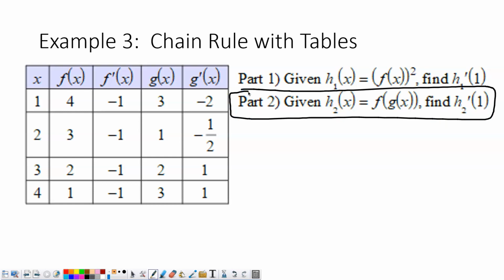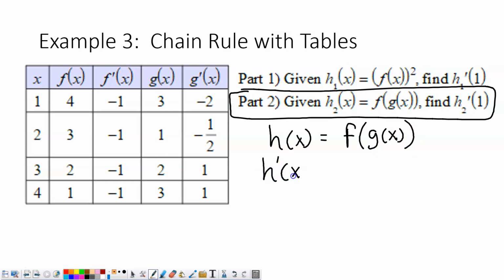So we have this function. We're going to say that h is a composite function, because it's one function being plugged into another. It's f of g of x. Now, when you want to find the derivative of a composite function, we do the derivative of the outside times the derivative of the inside. So it's going to be f prime of g of x times the derivative of the inside, which is g prime of x.